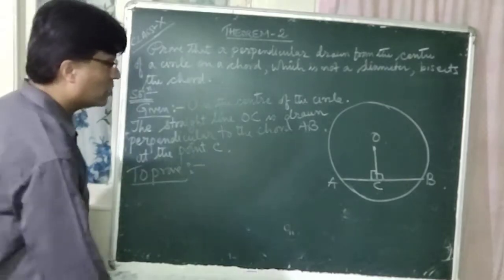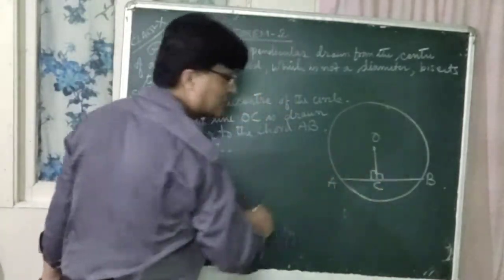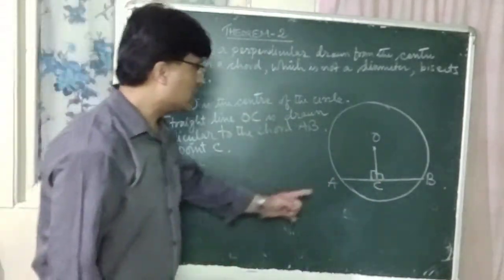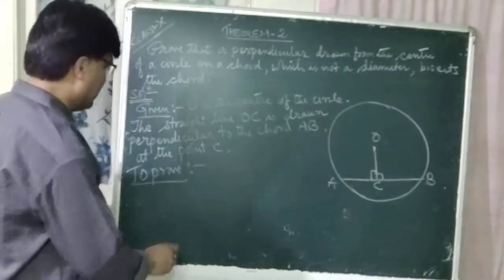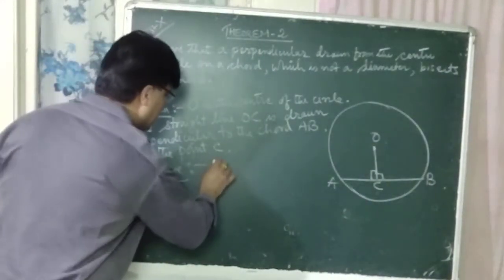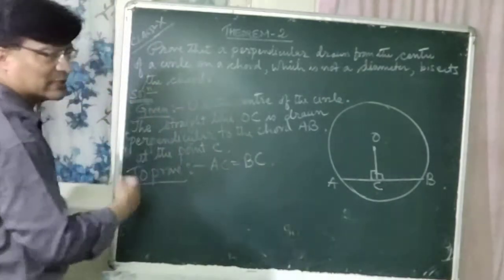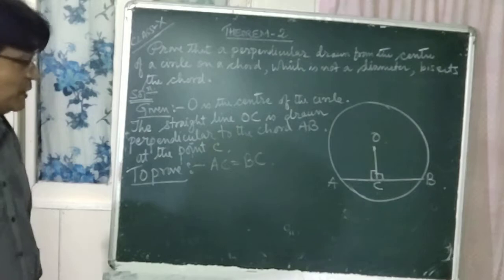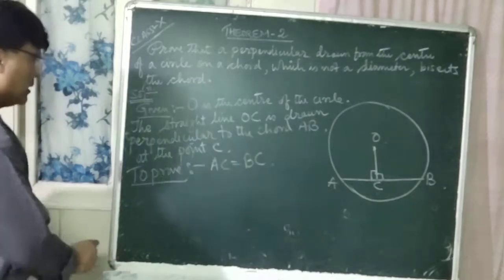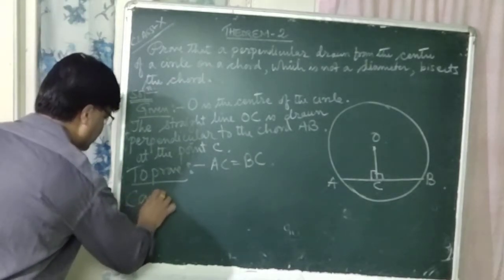What is to be proved? OC will bisect AB. That means C is the midpoint of AB. Or you may write AC is equal to BC. AC is equal to BC. Is that clear? So now construction.